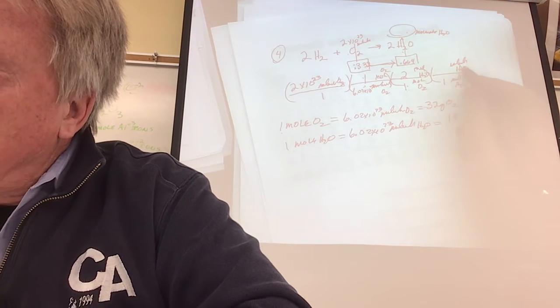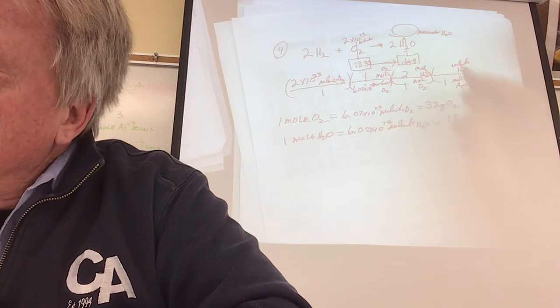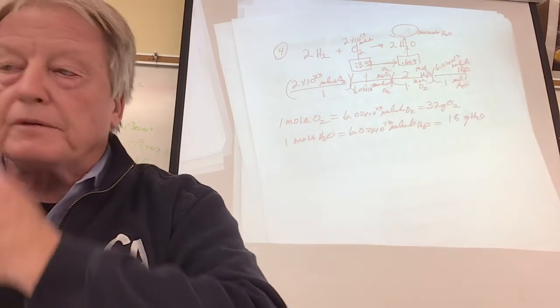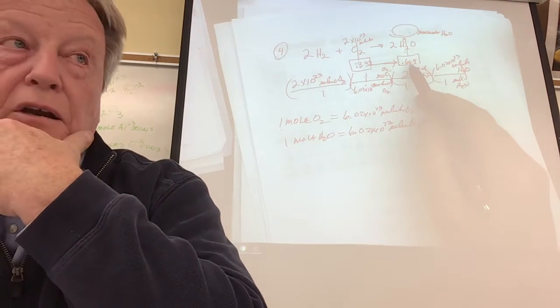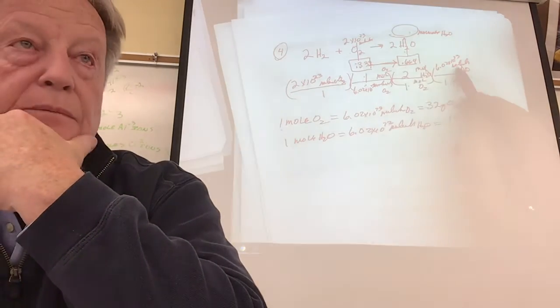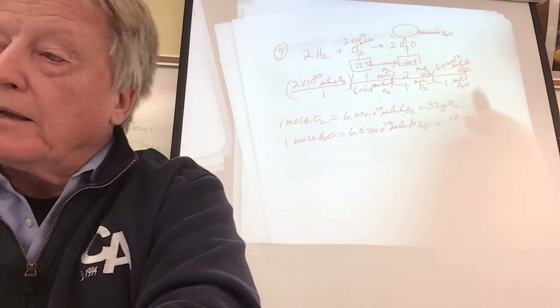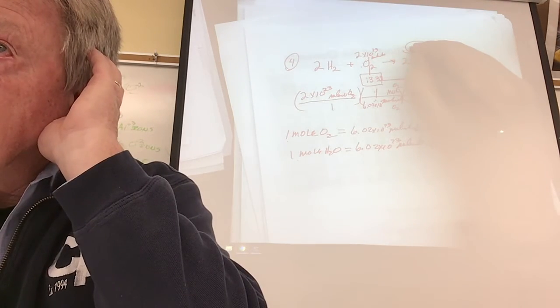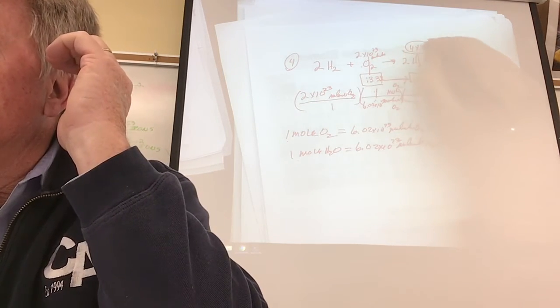What number goes with molecules of water? There we go. All right, so if you take this number that's already in your calculator, hopefully, you just multiply it times 6.02 times 10 to the 23rd. And what do we got here? One more time. 4 times 10 to the 23rd. Is everybody getting that?